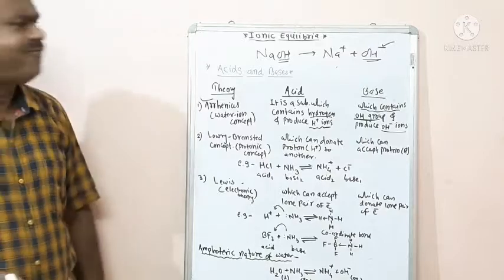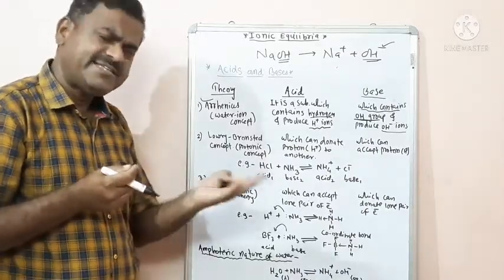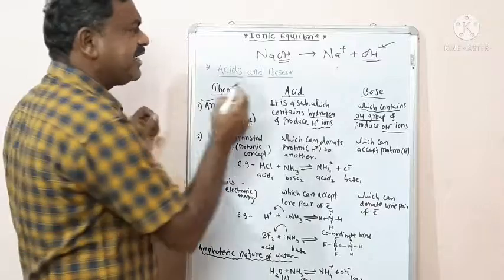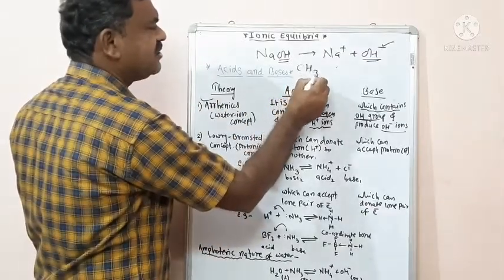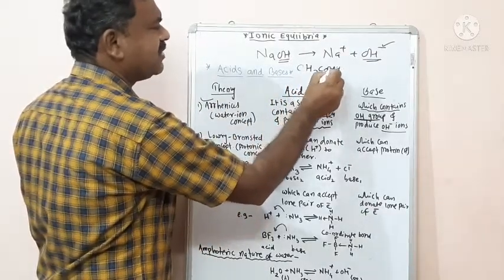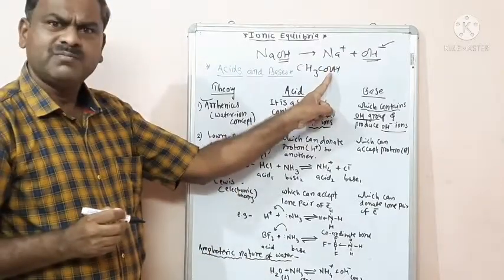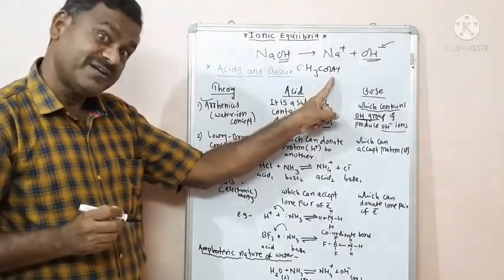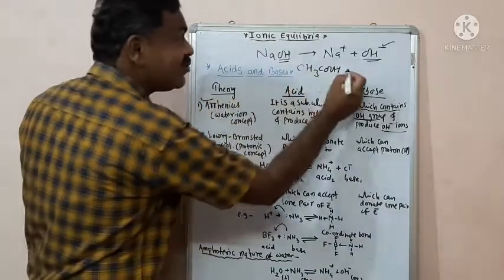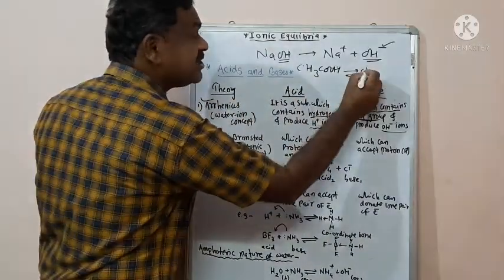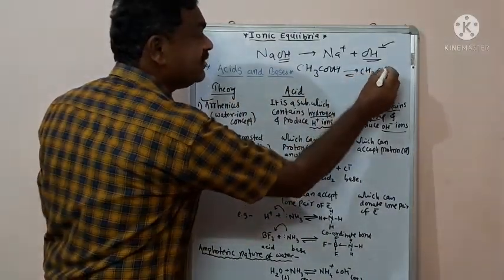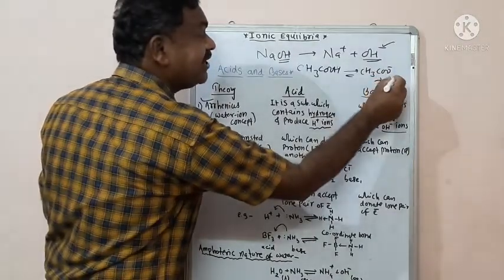Now, another example for an acid: acetic acid, CH3COOH, contains hydrogen and also produces acetate ions, which are negative, and H plus ions.